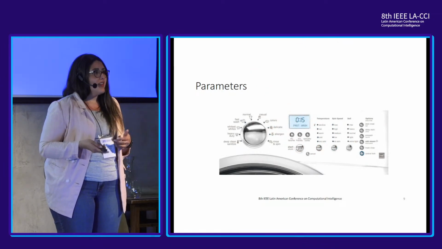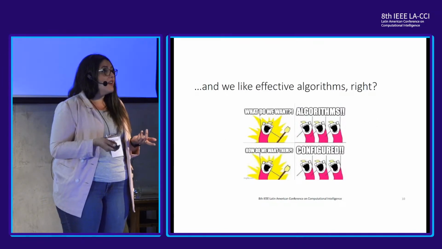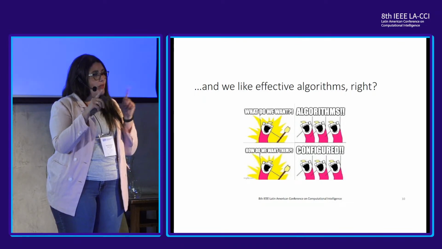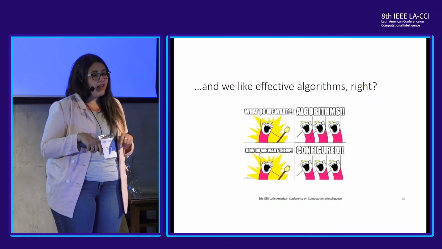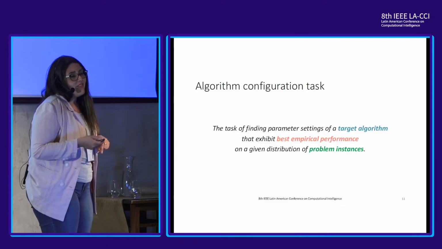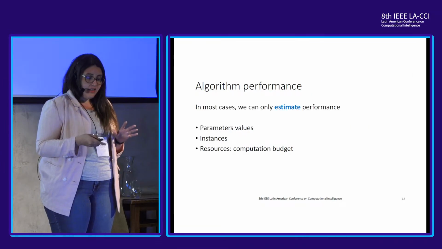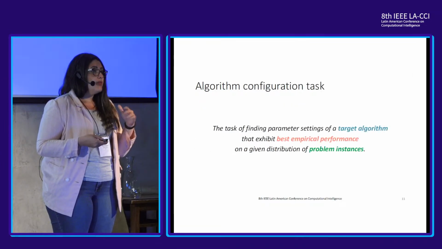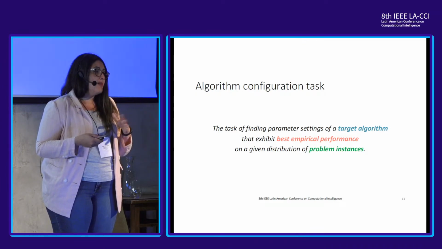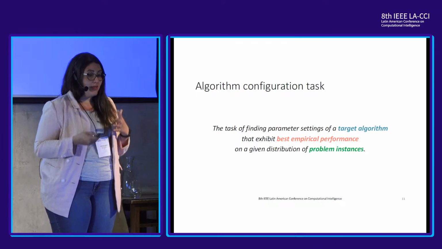So this is the task we are faced with every time that we try to solve problems with algorithms. What we want is to get algorithms that are effective, and for doing this, we have to decide where to push all these buttons, and we want to configure them. So this is the main motivation for automatic algorithm configuration. The configuration task is the task in which we try to find parameter settings that have the best empirical performance that we can find. So we try to optimize empirical performance, and this is very important.